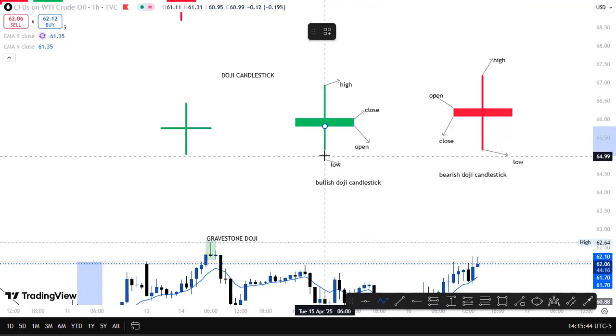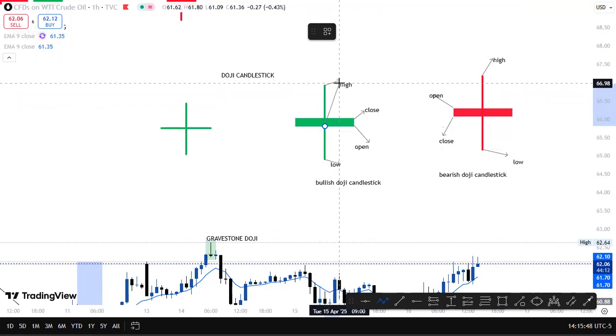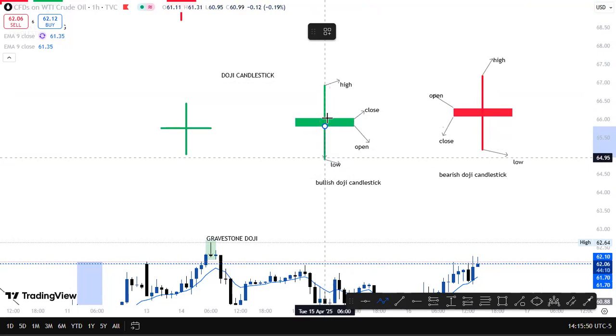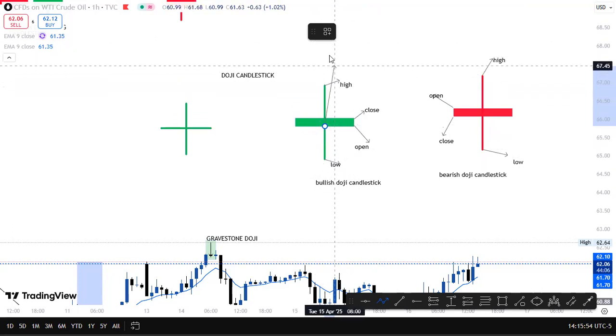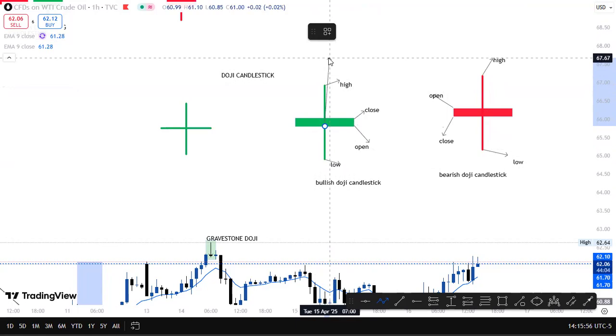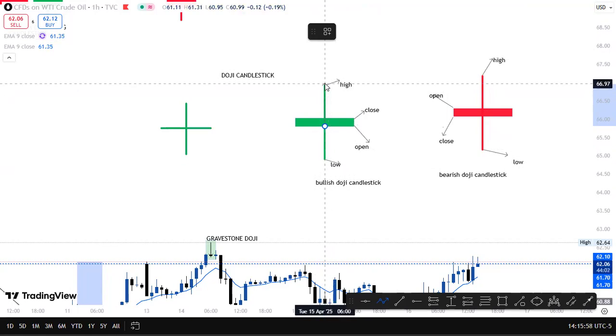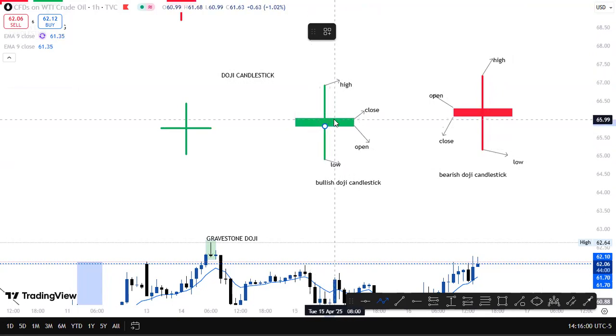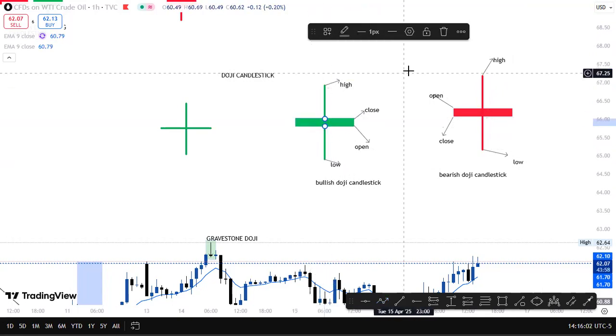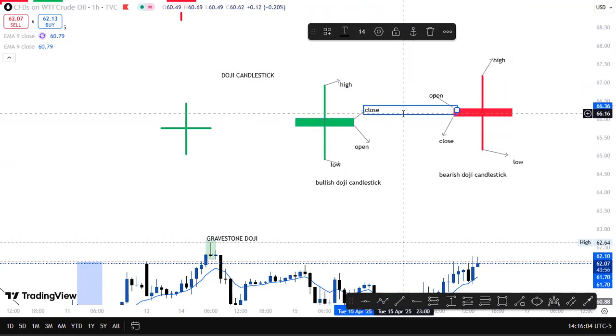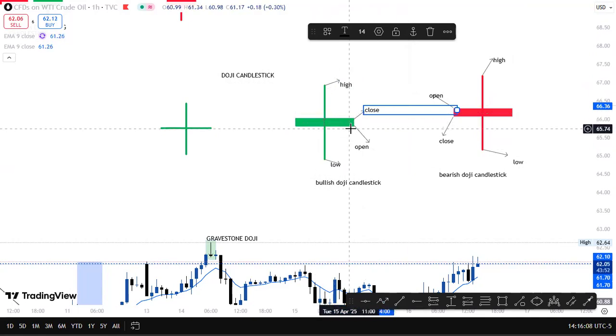And then the buyer said, no, I'm not going to allow this to happen. We are going to show them. And then they pushed the price all the way from this bottom to this top, but they could not continue pushing it up, right? Then the seller stepped into the market, pushed the price from this point down to here, and then we close at this point. So if you look at the close and the open price, they are about the same level, because that's the characteristic of a doji. The open and the close are about the same level.